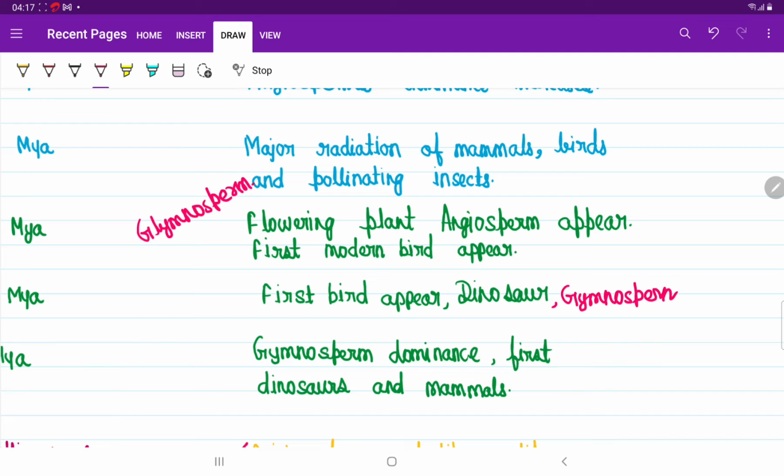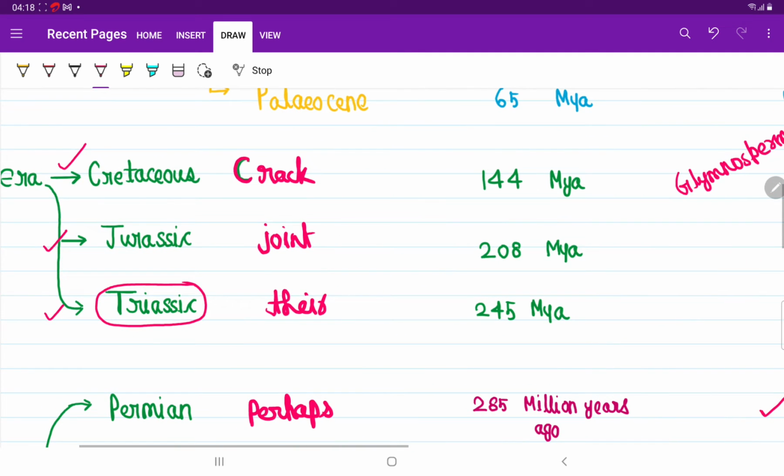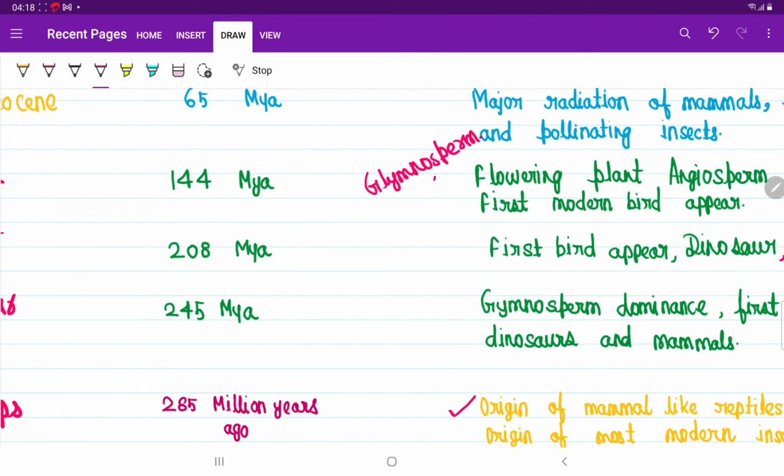Due to unknown reason, the dinosaurs went extinct. So it's very interesting: dinosaurs originated in the Triassic, were dominant on this earth in the Jurassic, and due to unknown reason, they went extinct. So one huge change we see is that dinosaurs went extinct from the earth. Gymnosperms were still the dominant plant on the earth. The first flowering plant appeared here. The first modern bird appeared here.